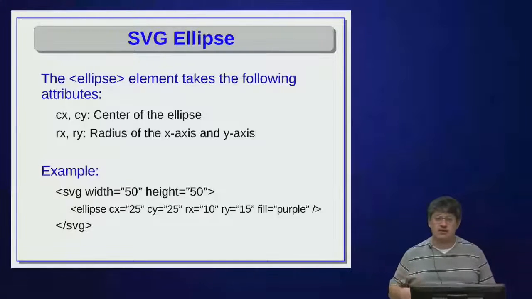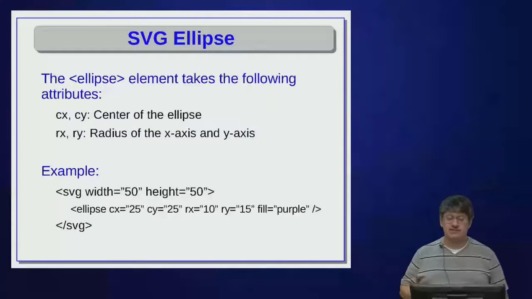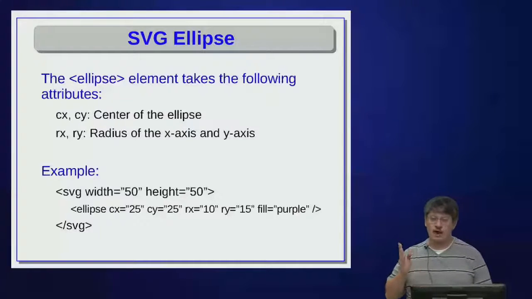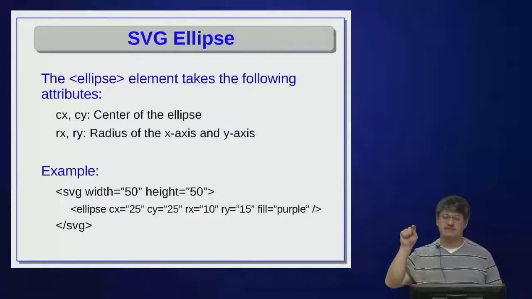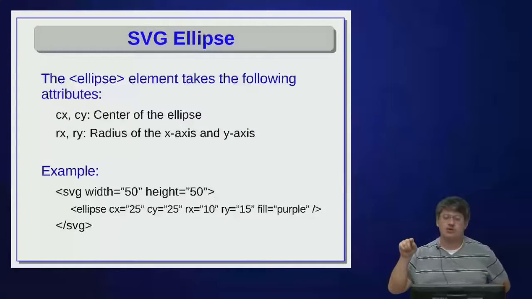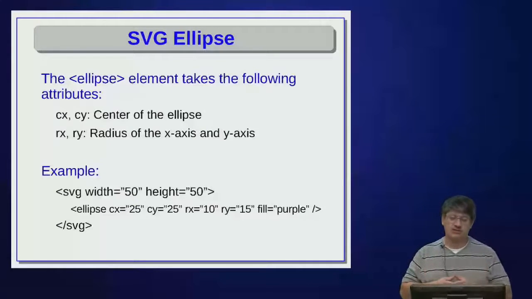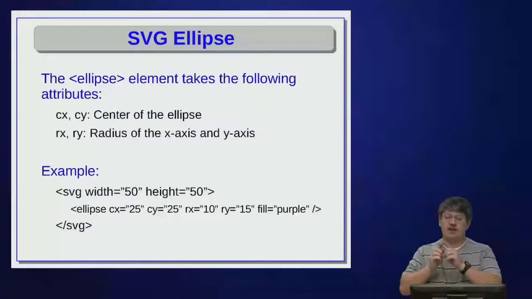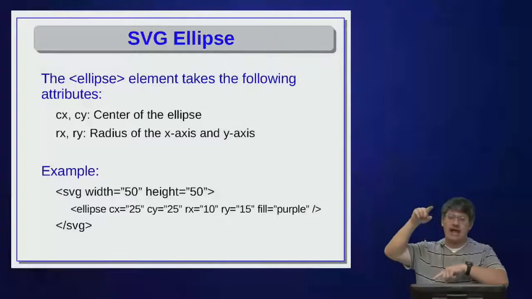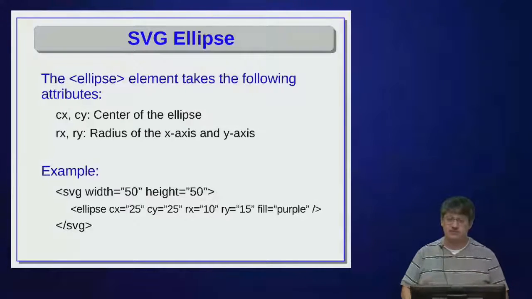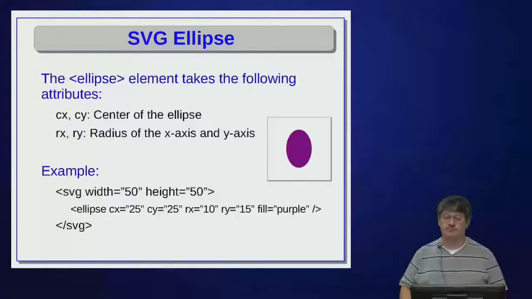I can draw circles. I can also draw ovals or ellipses. The ellipse element takes 4 attributes. It's a lot like the circle. I specify the center coordinates. I also give it 2 radii. I give it an x radius and a y radius, and these are the lengths of the x and y axes of the ellipse. So here's an ellipse centered at 25, 25, right in the middle of the image. I'm going to give it an x radius of 10 and a y radius of 15 pixels, so it's going to be taller than it is wide. And I'm going to make this one purple. So it looks like that.